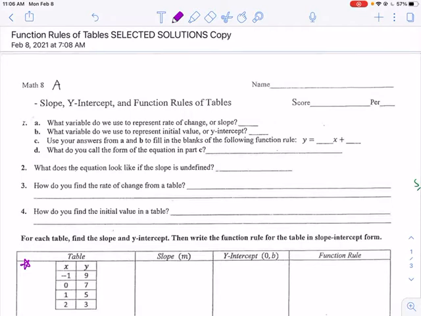What variable do we use to represent rate of change or slope? We use m. What variable for initial value or y-intercept? We use b. And then usually we write y equals mx plus b to write the rule or the equation. And you call that form slope-intercept form.